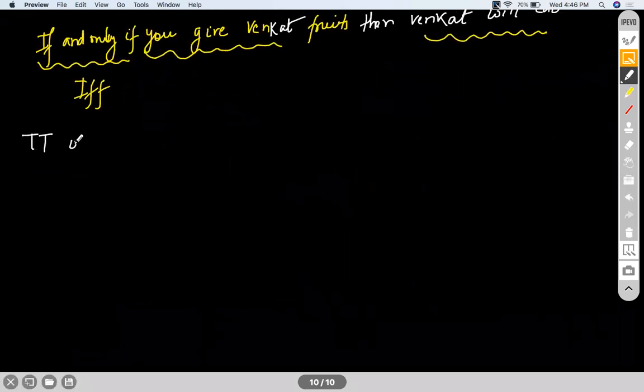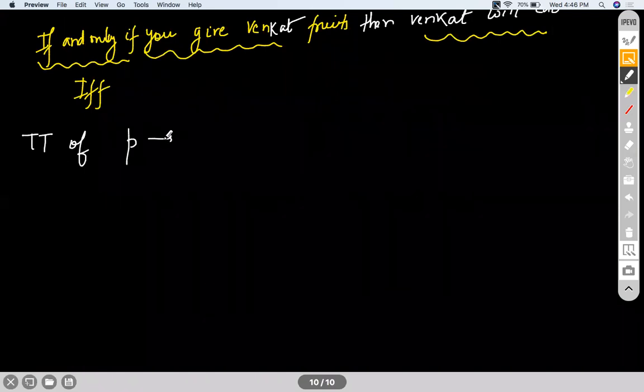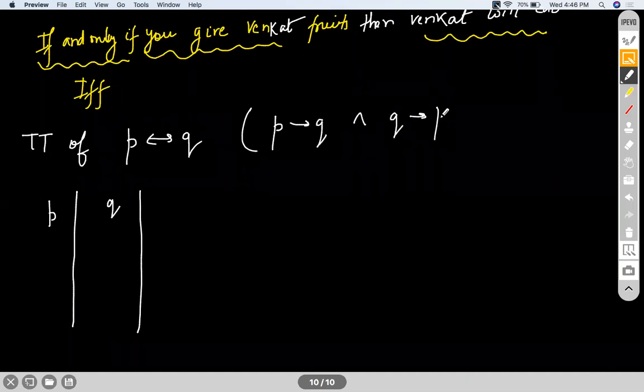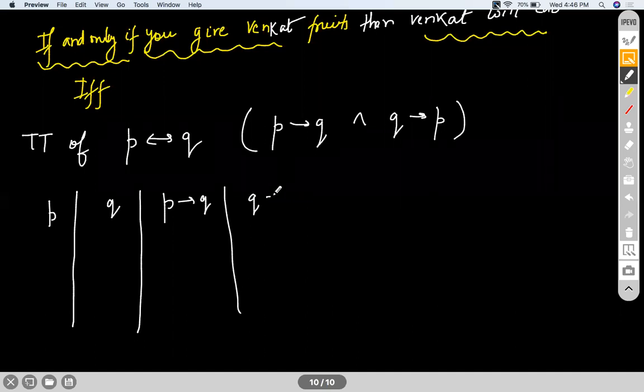Let's have a truth table of if and only if P, then Q. Now remember that this is equivalent to saying the conjunction of P implies Q and Q implies P. So keep this in mind while you're making the truth table. If you want, I can make separate columns for these two, and then we can have a column for if and only if.